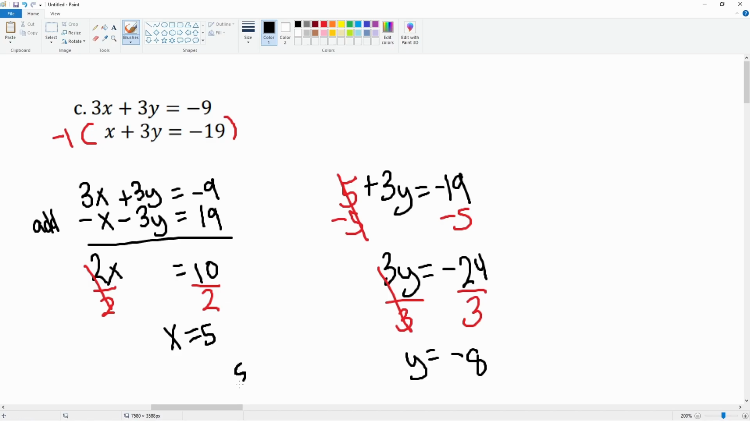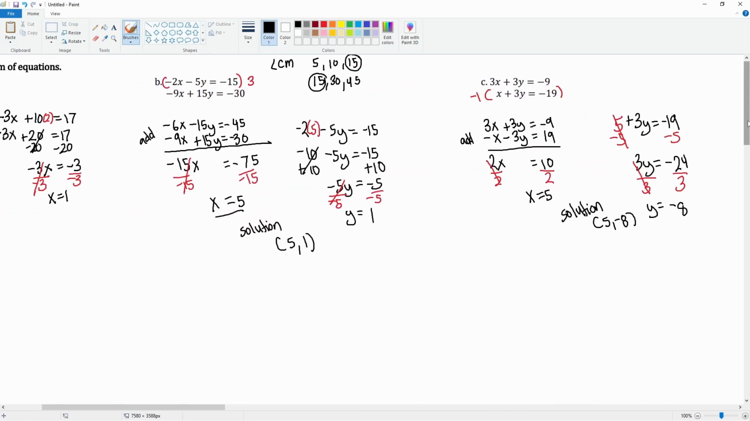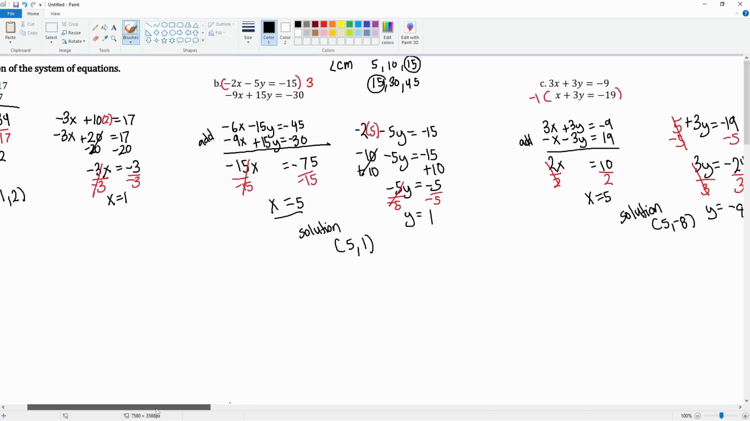So the solution here would be the value of 5 comma -8 would be the solution. So there you go. That is how you solve a system by using elimination.